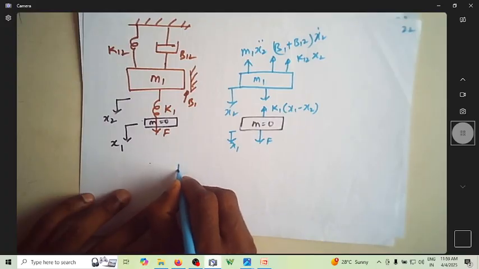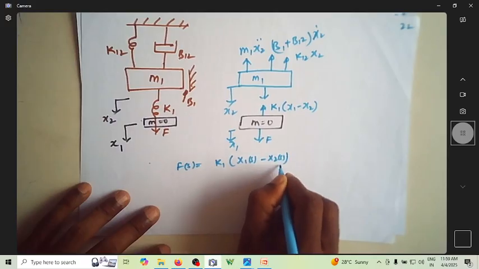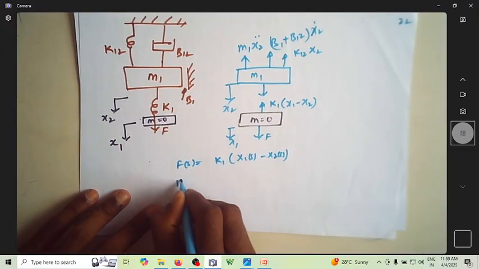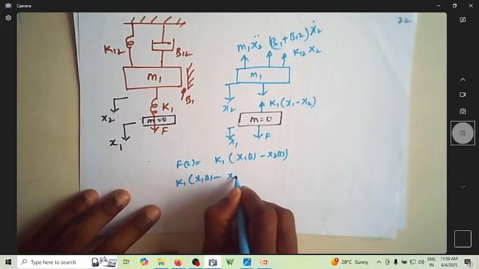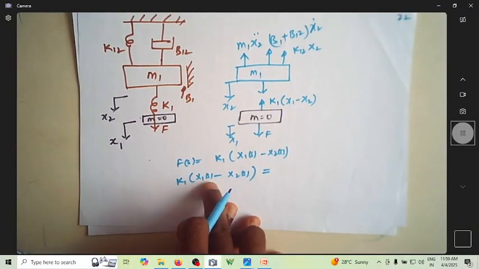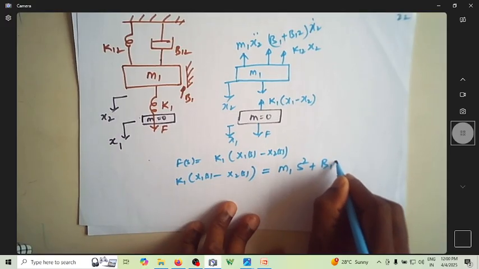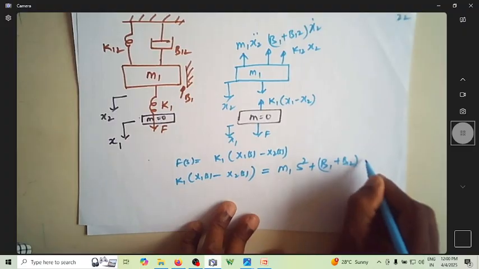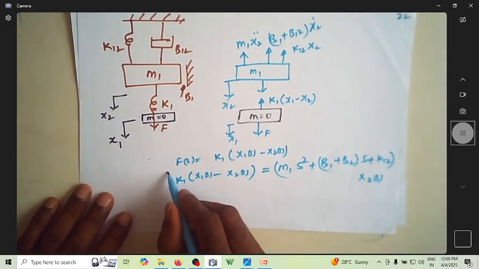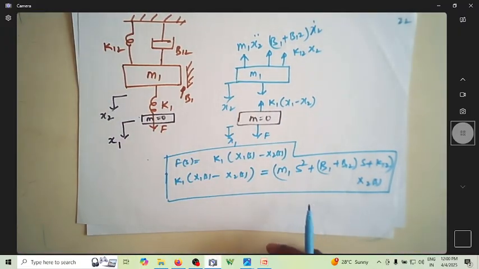So can I now write F of s is equal to K1 times x1 of s minus x2 of s. This is my acting force, and the opposing force is this. Now this happens to be the acting force, that is K1 times x1 of s minus x2 of s is equal to the opposing forces, which are M1 s square plus B1 plus B12 s plus K12, multiplied by x2 of s. So these are my two equations which are modeling this particular system.